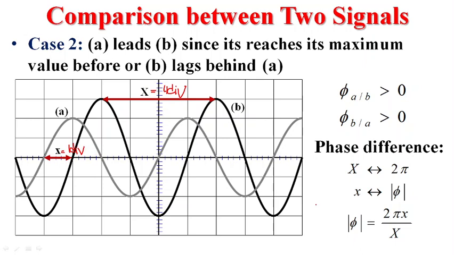In this case, phi equals 2 pi small x over capital X, equals 2 pi times small x 1 over capital X 4. It will be pi over 2, and in this case, phi A with respect to B, since A leads B, is pi over 2, and phi B with respect to A is minus pi over 2.